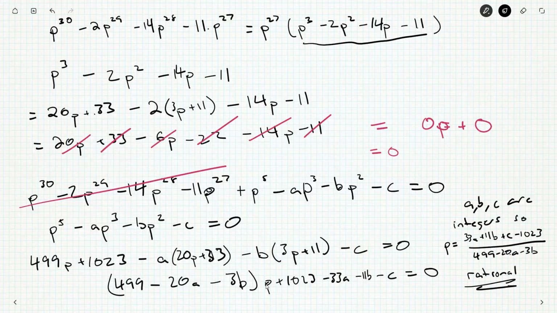But that can't happen because in my expression for p, I have a root 53. And 53 is prime, the square root of that is definitely not rational. So we've got a problem. If a, b, and c are integers, I could rearrange this equation and get p equals some integer over some integer.